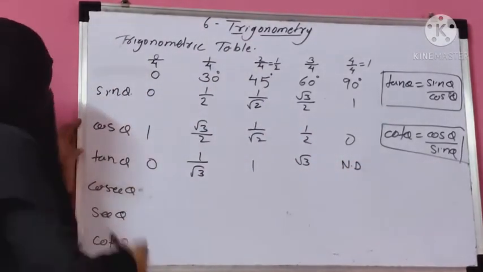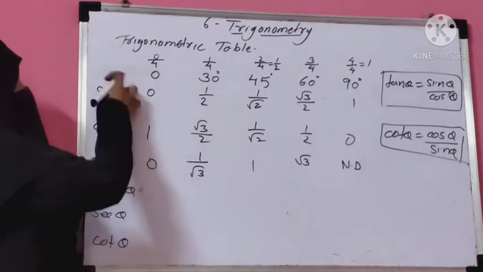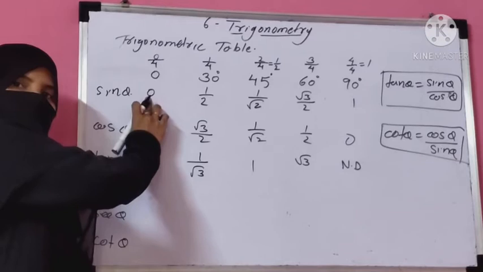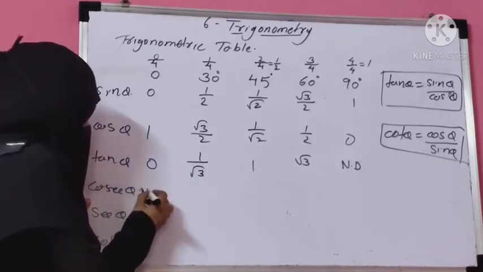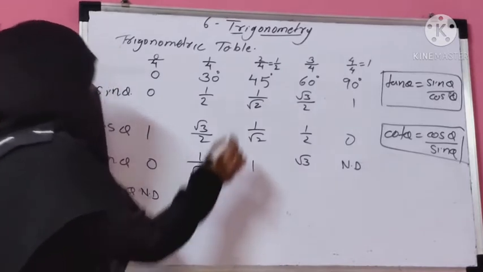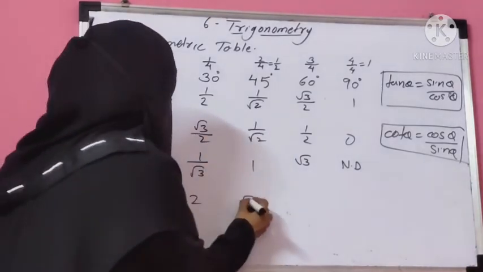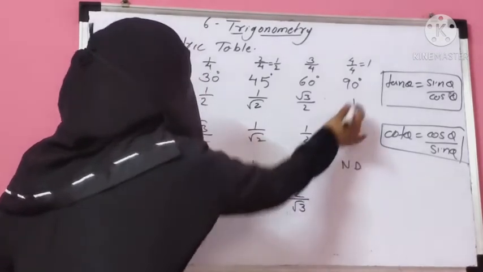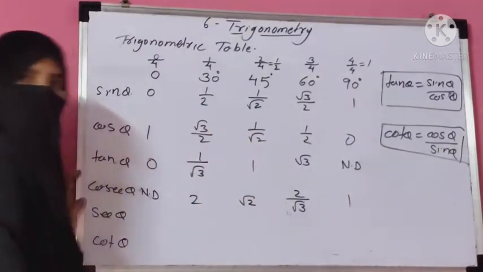Now you know that cosec theta is inverse of sine. So write inverse. Inverse of 0 not defined. We can't define the inverse of 0. 1 upon 2 inverse is 2. 1 upon root 2 inverse is root 2. Root 3 upon 2 inverse is 2 upon root 3. Inverse of 1 is 1.